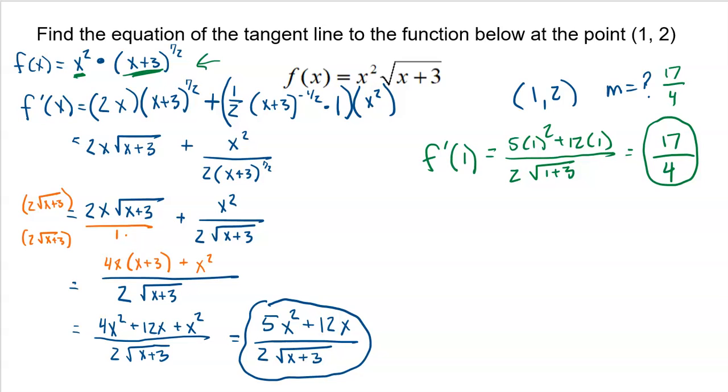So now I can find the equation of that tangent line. And that is, of course, going to be very simple to find. I'm just going to leave it in point-slope form. y minus the y coordinate of 2 equals the slope of 17/4 times (x minus 1), the x coordinate.